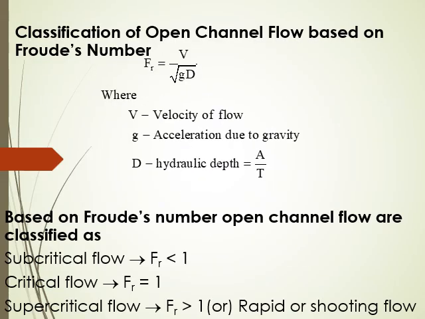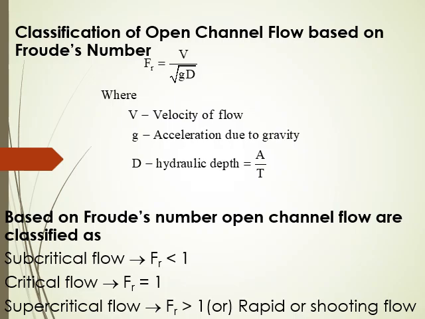This is about the classification of open channel flow based on Froude number. The Froude number is the ratio between the velocity and the depth of flow. If the Froude number is less than 1, the flow is called subcritical. An example is deep river flow. Here, gravity force will be dominant.